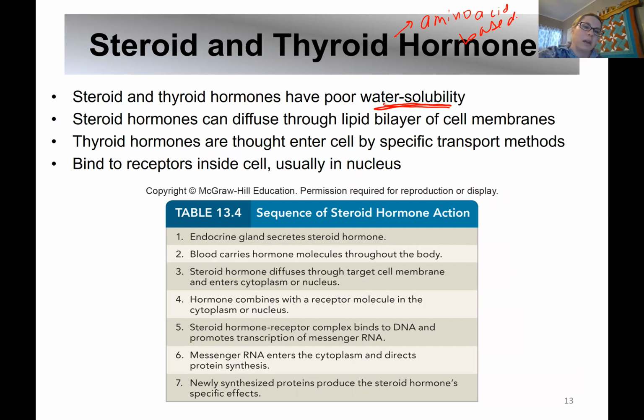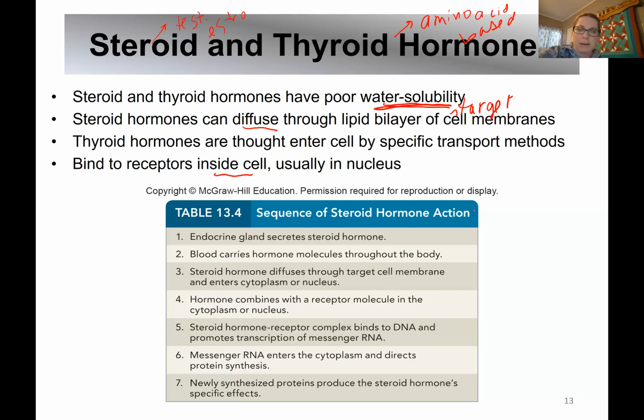okay? And then steroid hormones, again, is going to be like testosterone, estrogen, cortisol, okay? So these are hormones that we're kind of using in this example. Since these hormones aren't very water soluble, that helps them out because they can diffuse right through the cell membrane of the target cell. Okay. And then they're going to bind to receptors inside of the cell, usually kind of the nucleus.